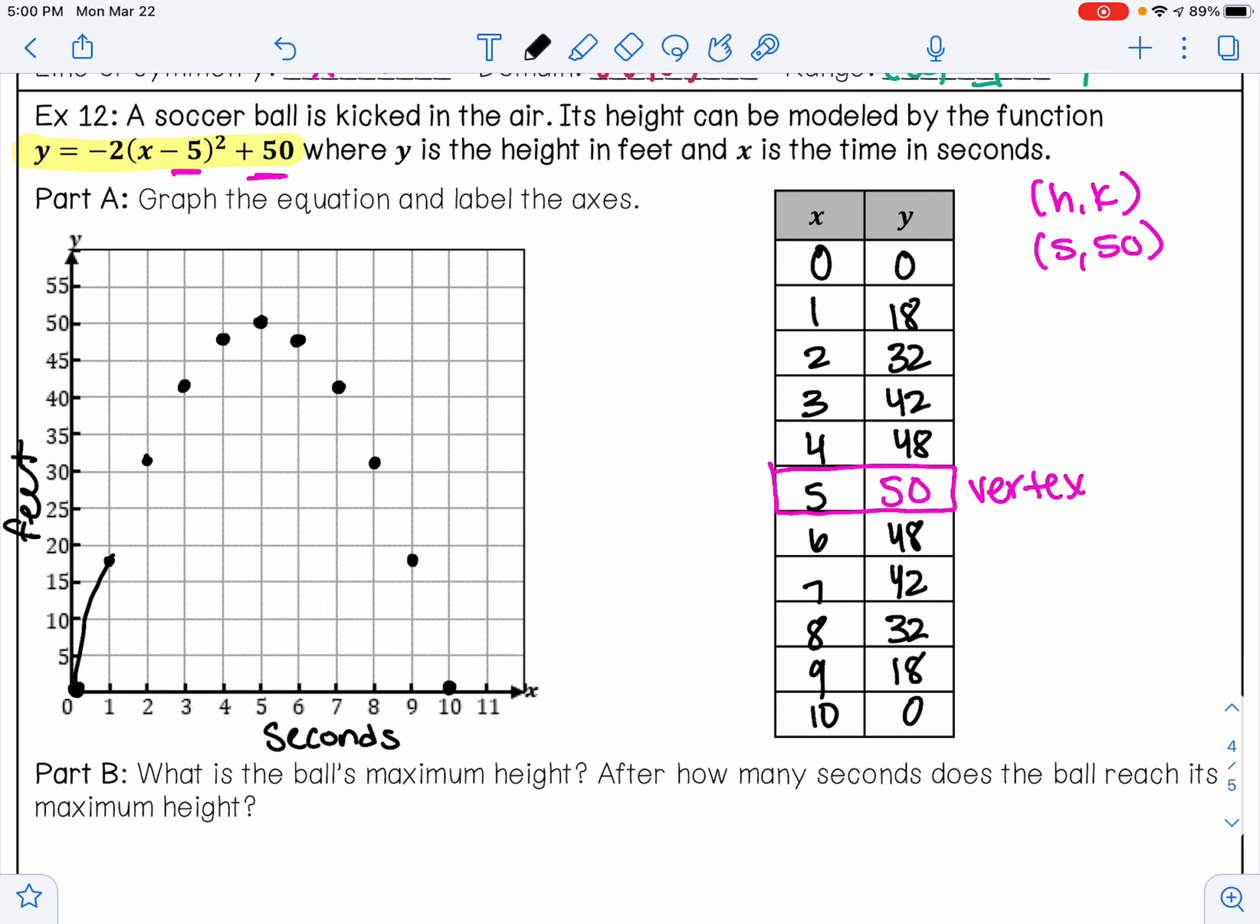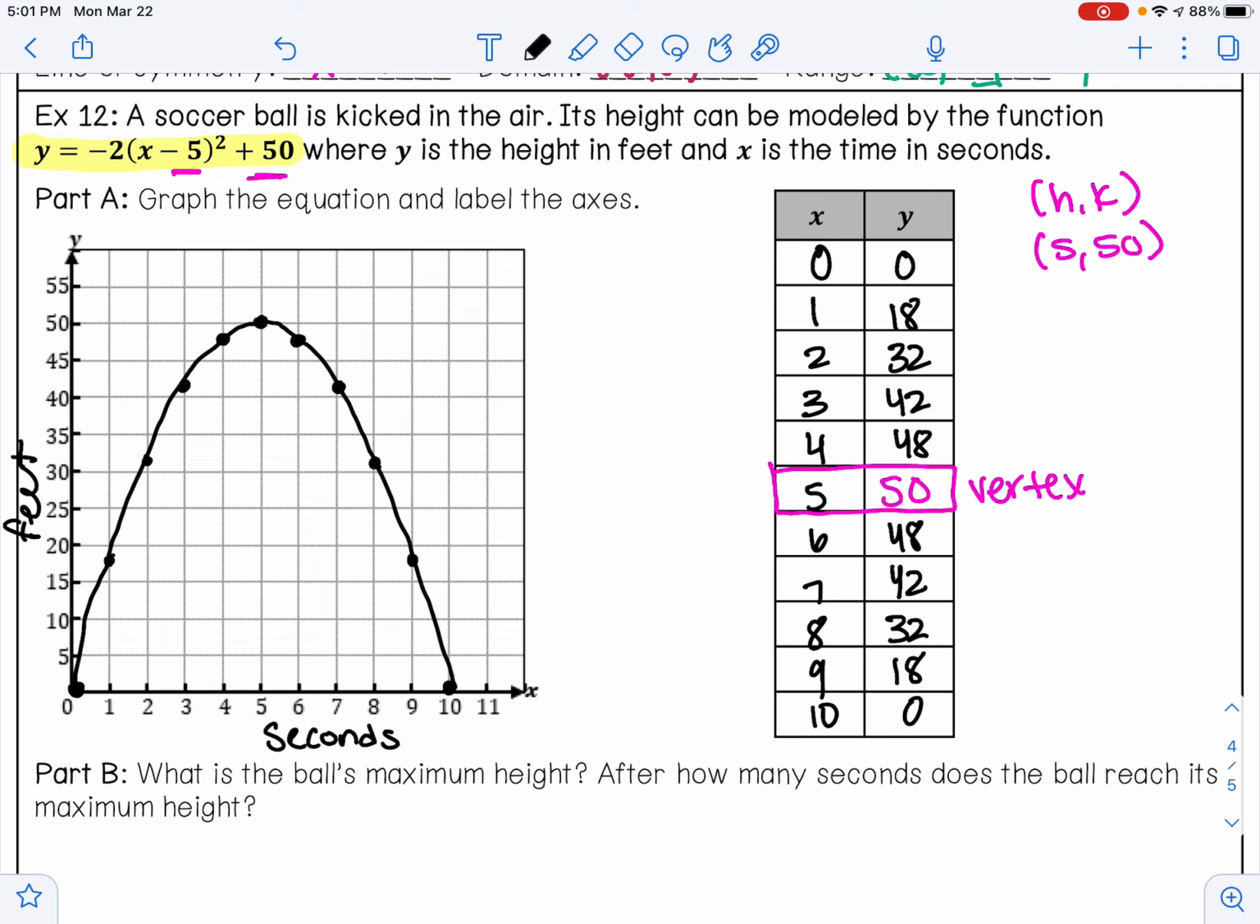Now when I connect these to make my parabola, one thing that's going to be different with this problem is that I am not going to have arrows at the end of my graph. And that is because I cannot have negative time, so I can't go back in time, and I can't have negative height. So the ball is not going to dig a hole into the earth and keep going, right? When the soccer ball hits the ground, that's as low as it's going to get.